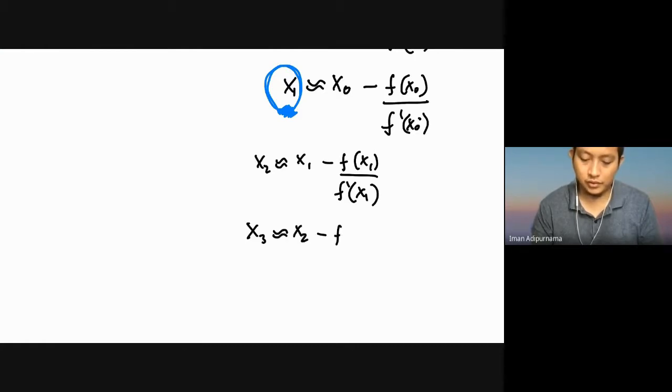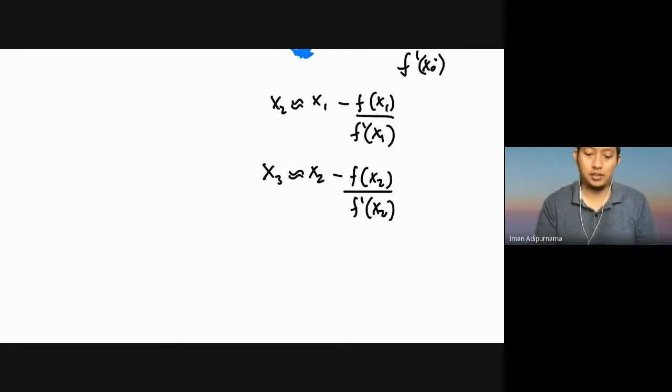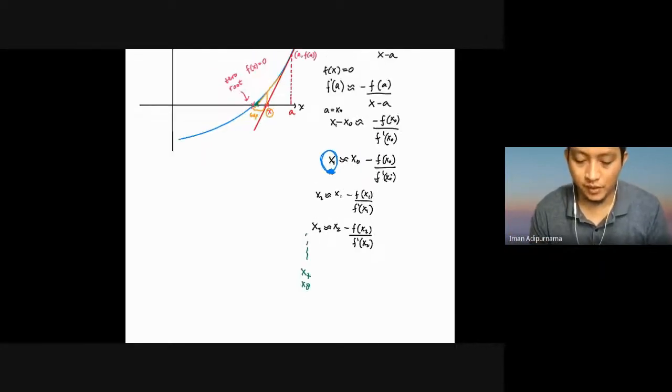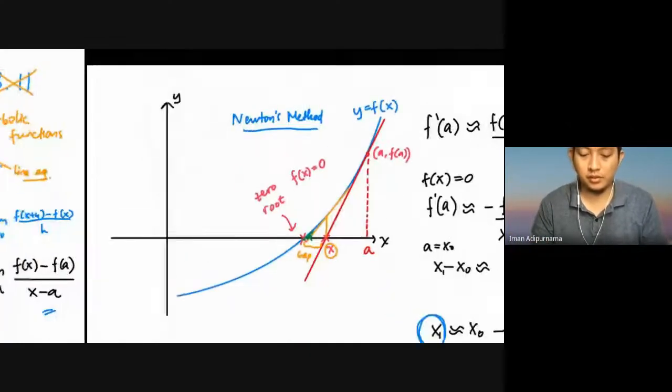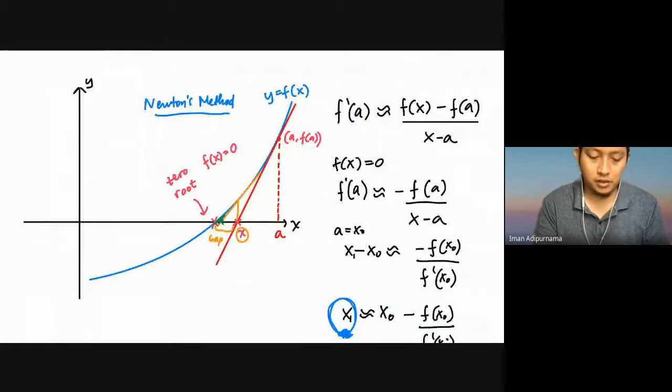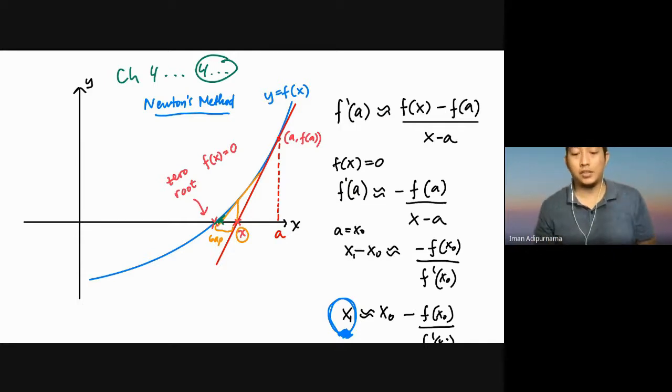And of course, to do all of this, you need a calculator, right? Because there will be a lot of calculations. Maybe you need to go until x7, x8, or x20. I think 20 is too much. Maybe x7 or x8. So this will be in chapter 4. Chapter 4, I think 4 point something. I forgot which part, but that's called Newton's method.